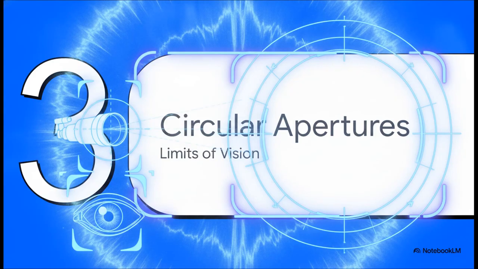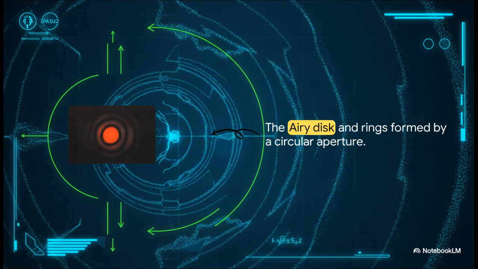Section 3, Circular Apertures and Visual Limits. We've been talking about narrow, rectangular slits so far, but let's ask a crucial what-if question. What if the aperture isn't a rectangle at all, but a perfect circle? Like a telescope lens, or even the pupil of your own eye. Check out this mesmerizing bullseye pattern.